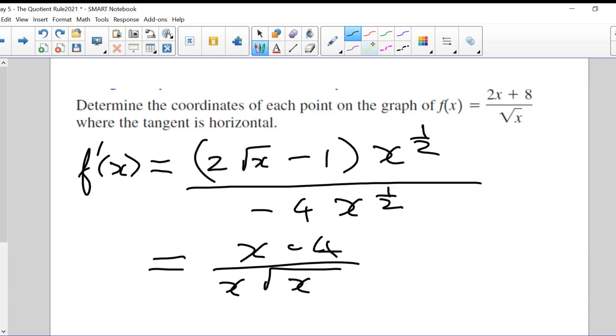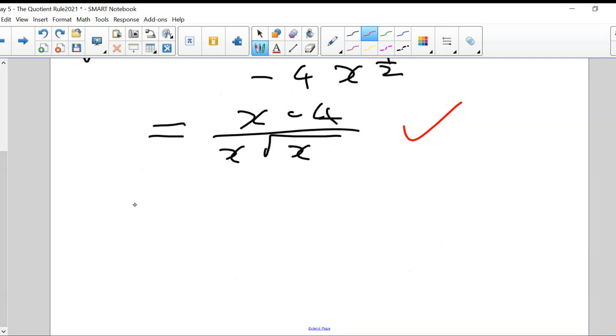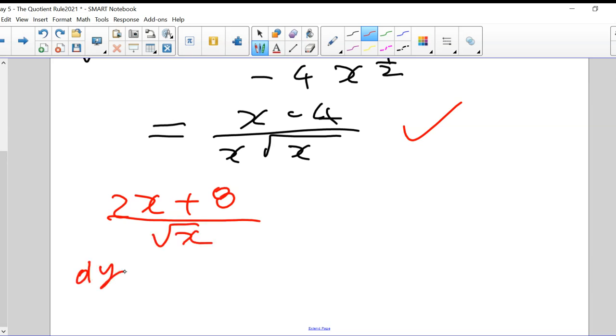I'm going to agree with this answer, by the way. But we'll certainly go through it. So 2x plus 8 over the square root of x is what we're trying to differentiate. So dy dx, I'm going to use the quotient law.